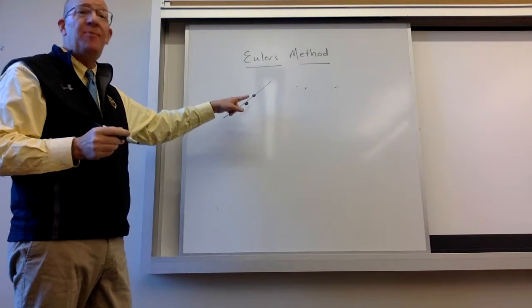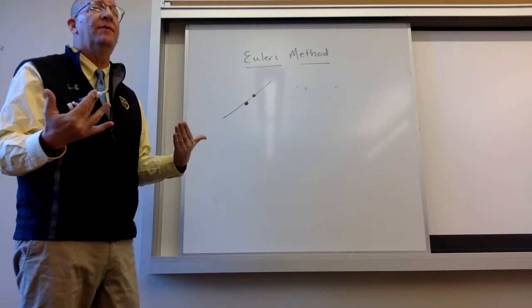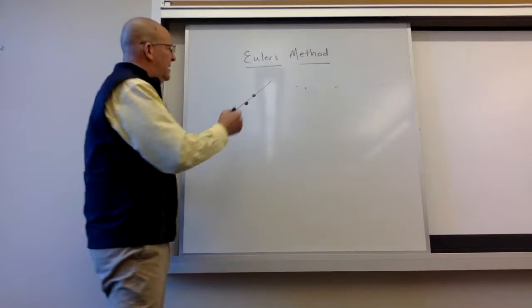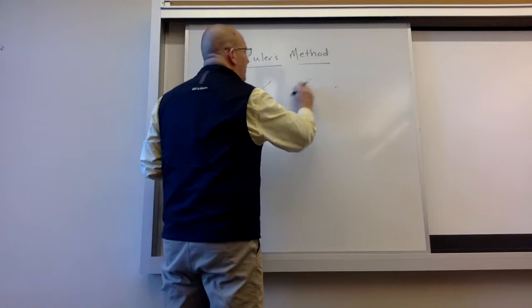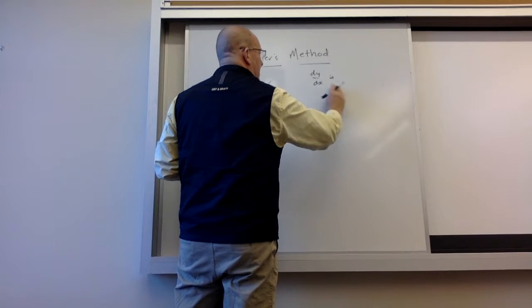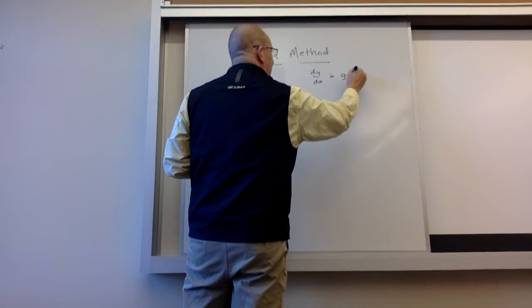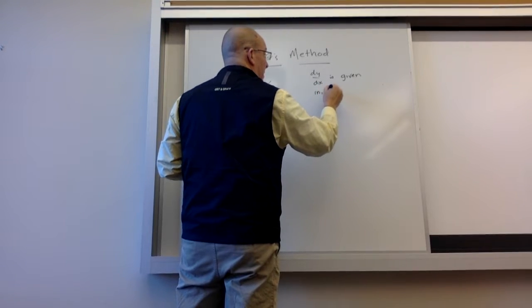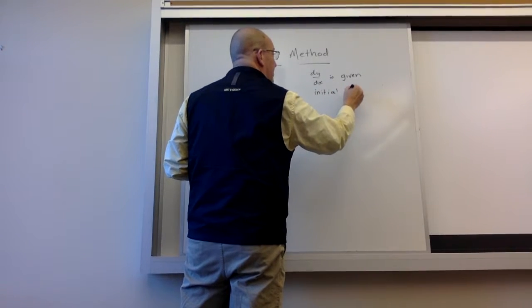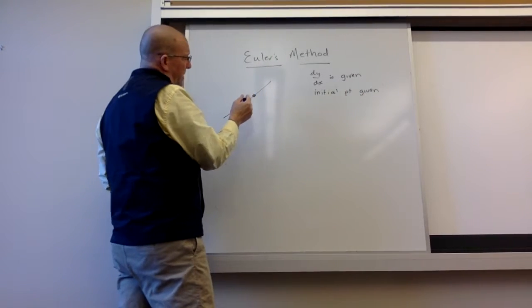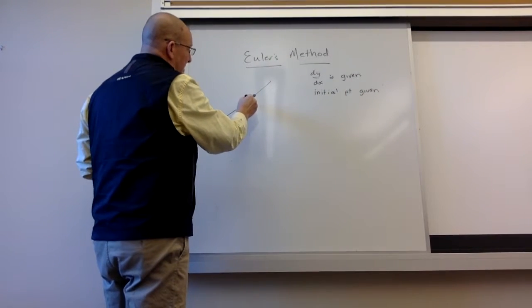Now, once I get that point, I'm going to calculate another derivative. It's not the same derivative because remember, I know dy dx. So remember now, for Euler's method, dy dx is given. And an initial condition is given. An initial point. These are the two things that are given.